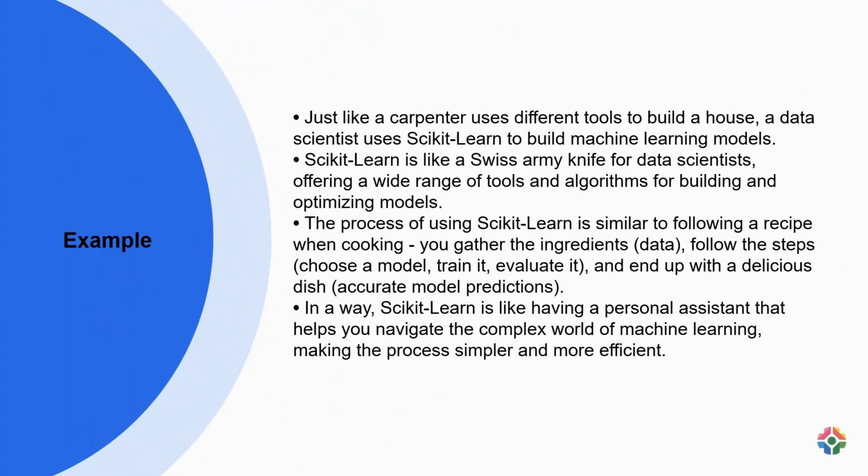Just like a carpenter uses different tools to build a house, a data scientist uses Scikit-Learn to build machine learning models. Scikit-Learn is like a Swiss Army knife for data scientists, offering a wide range of tools and algorithms for building and optimizing models. The process of using Scikit-Learn is similar to following a recipe when cooking. You gather the ingredients, data, follow the steps, choose a model, train it, evaluate it, and end up with a delicious dish, accurate model predictions.